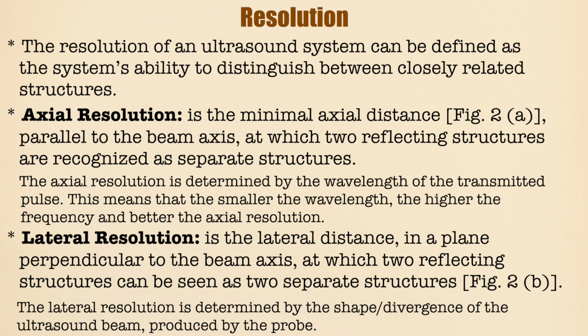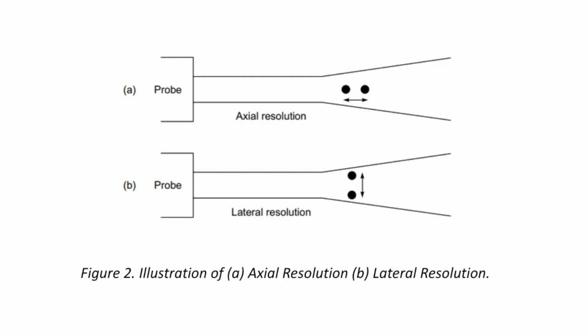Lateral resolution is the lateral distance in a plane perpendicular to the beam axis at which two reflecting structures can be seen as two separate structures. You can see this in figure 2b. The lateral resolution is determined by the shape or divergence of the ultrasound beam produced by the probe or transducer. You can see in figure 2 how axial and lateral resolution is illustrated.